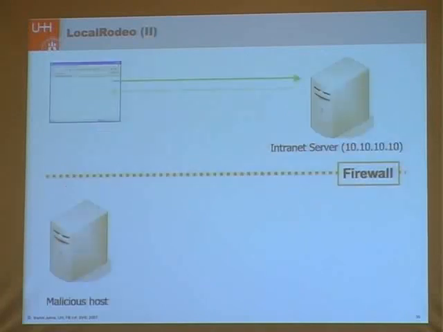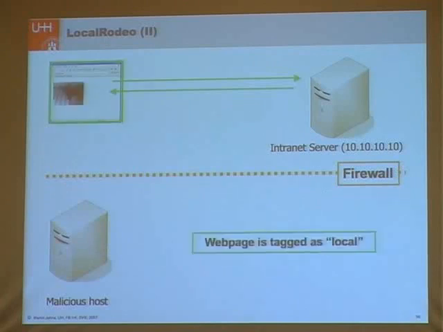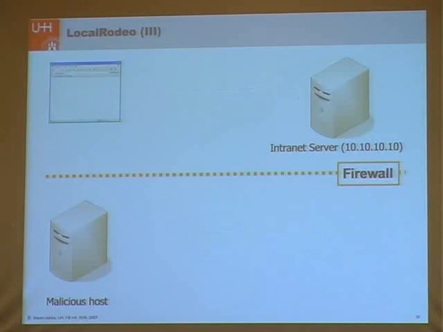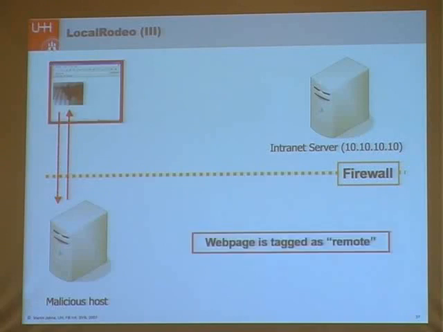Very simple example. First, we have some cat pictures on the intranet, and this page is labeled local because it was delivered by an internal web server. If this page tries to dynamically load some more data from the internal web server, it's allowed because it's a local page. If the attacker tries to pull off this attack, his website obviously is tagged as remote because 200.200.200.200 is not part of the intranet, and therefore all further requests to internal resources are blocked.